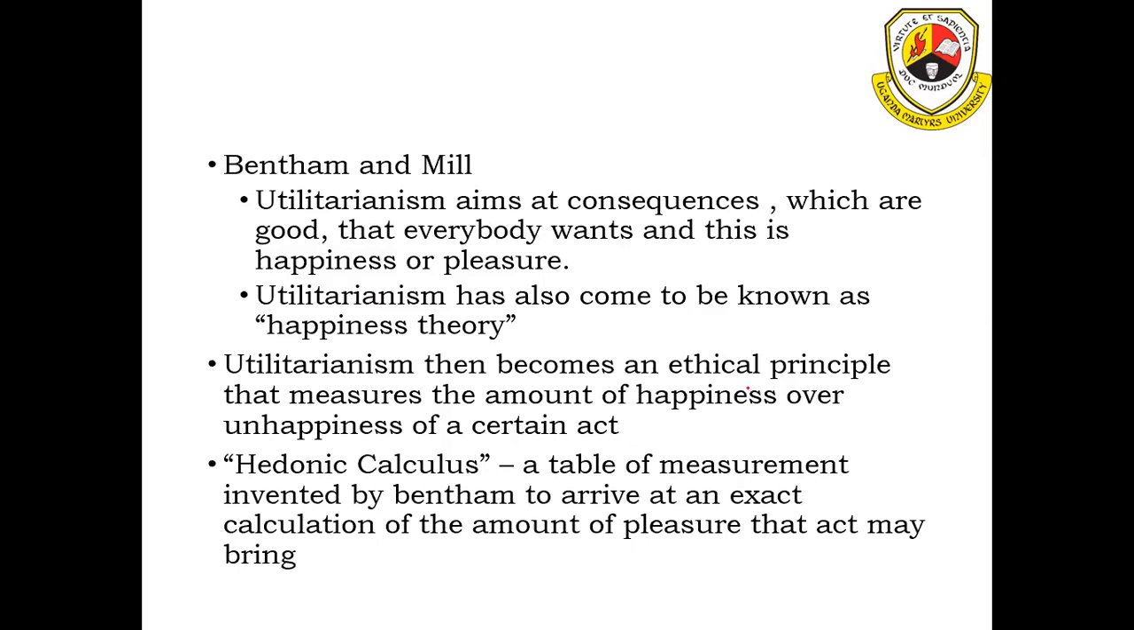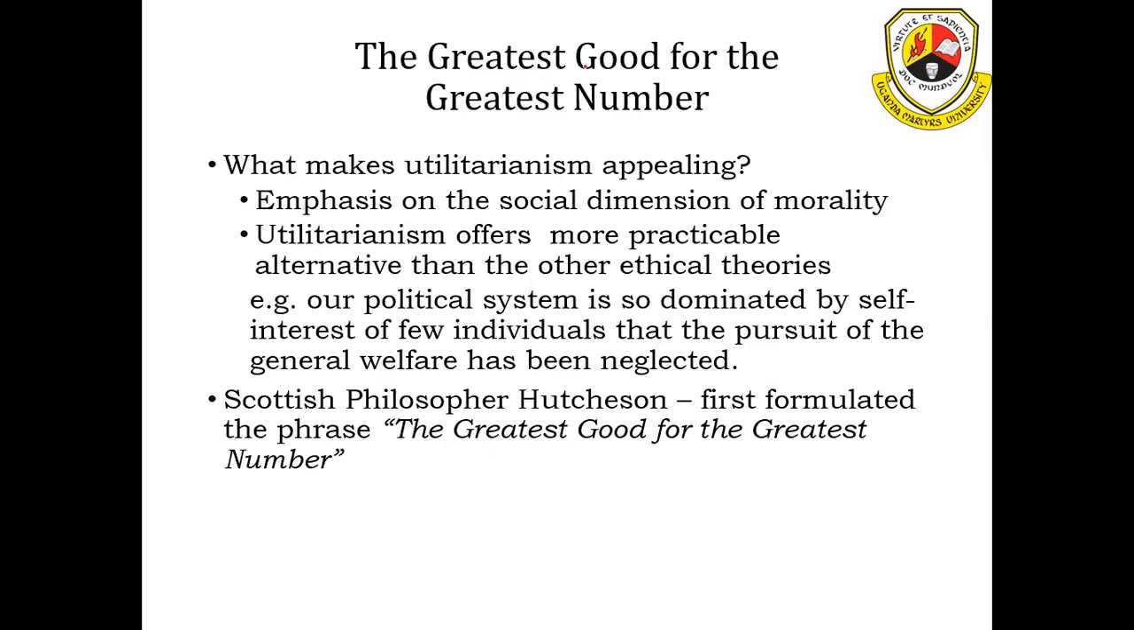Another philosopher came up called Mill, who adds another element to utilitarianism. Based on these two, they developed what we call a hedonic calculus, a table of measurement. It was invented by Bentham to arrive at an exact calculation of the amount of pleasure to determine whether something should be pursued or not. So they said the greatest good for the greatest number. What makes utilitarianism appealing is that it looks at how many people find this thing pleasurable.